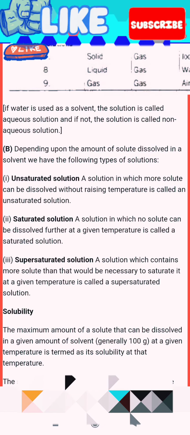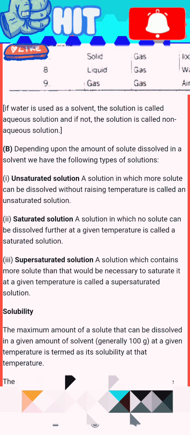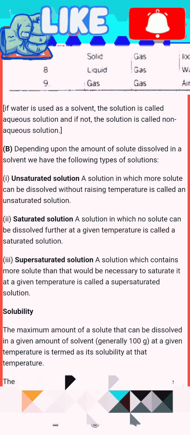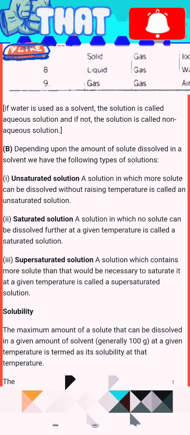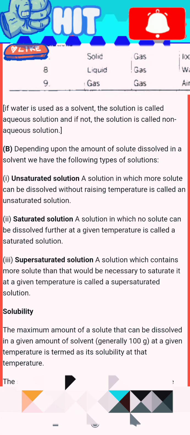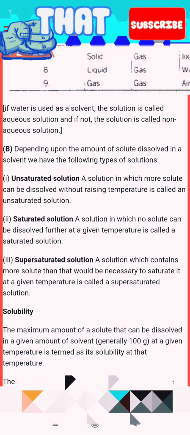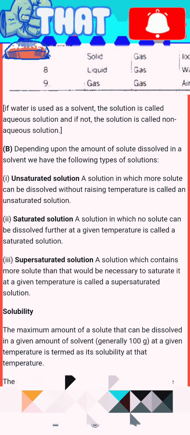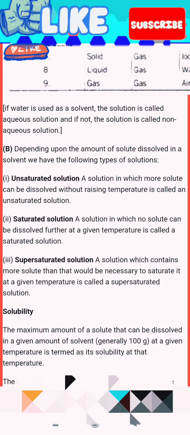Solubility means the maximum amount of solute that can be dissolved in a given amount of solvent, generally 100 gram, at a given temperature, is termed as its solubility. At that temperature, the maximum amount of solute which is dissolved in 100 gram of the solvent at a normal temperature is called solubility.